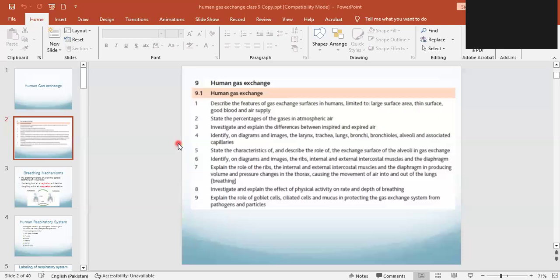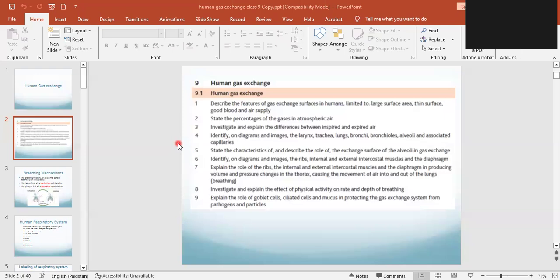And then you should be able to identify the lungs, the larynx, the trachea, the bronchi, bronchus, and alveoli in the diagram. And then which blood vessels are associated with the villi, what the properties of the villi are, and what the function of the villi is. You should be able to explain what breathing is, how inhalation occurs, how exhalation occurs. And you should be able to identify the ribs, the internal and external intercostal muscles, and the diaphragm, and the role of each part in the breathing system, right?